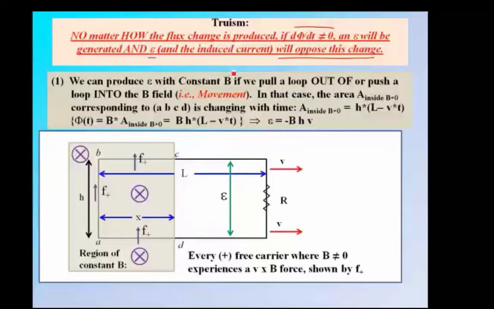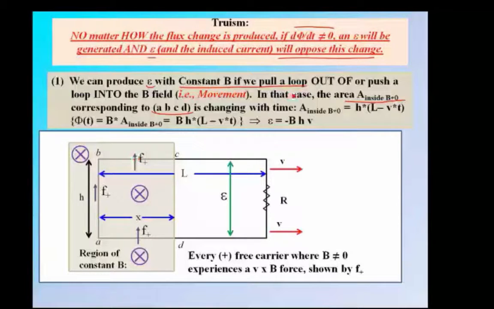So let's go back to our coil and look at the derivation of the value of epsilon as we're doing this. So remember, we have a constant B, and we're pulling the loop out of, or pushing a loop into the B field, either one. In this case, we're pulling out. So what happens to the area inside the B field? So that's A inside. That corresponds to this rectangle ABCD that we've talked about before.